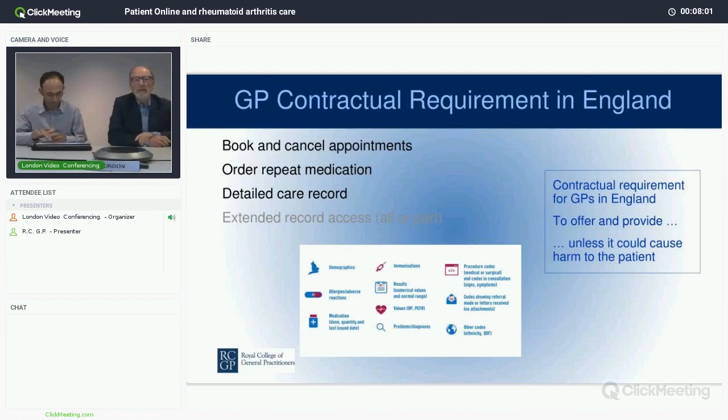Yes, to put things into context, as Imran said, in the screen here you can see appointments, medication and detailed care record highlighted. And within England, GPs have a contractual requirement to offer patients access to these things online. The extended full record access is possible, all our systems will do it, but there's no contractual requirement to do so at this time.